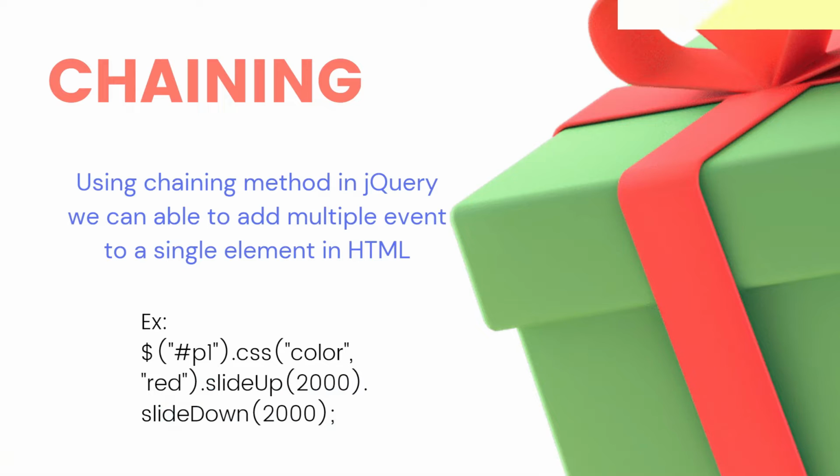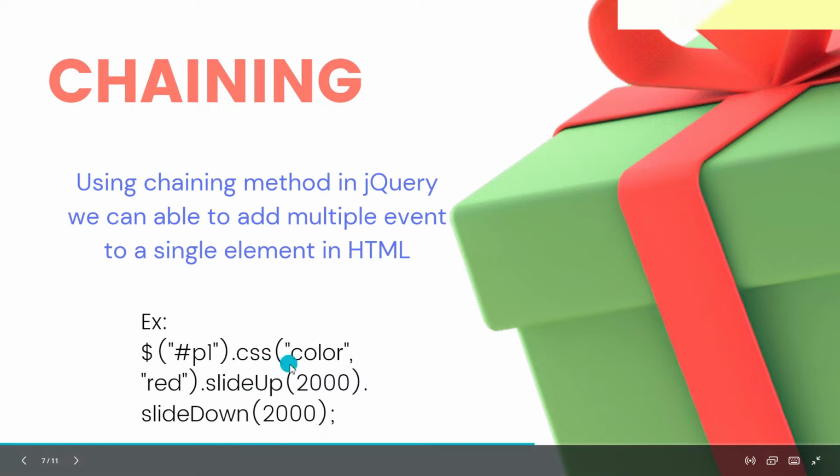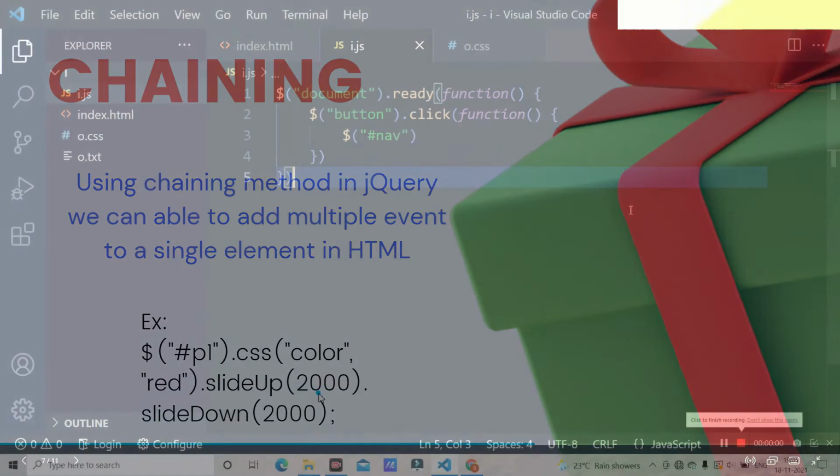Which means I am not going to do all these things simultaneously. These must occur one by one. Therefore, I am using this. While using the chaining method, you can execute anything one by one. That is why the chaining method is used. Here I have given an example. Here I have changed the color of this p1 successfully. After that, I have given the slide up, which is going to decrease the size, and next slide down, which is going to increase the size.